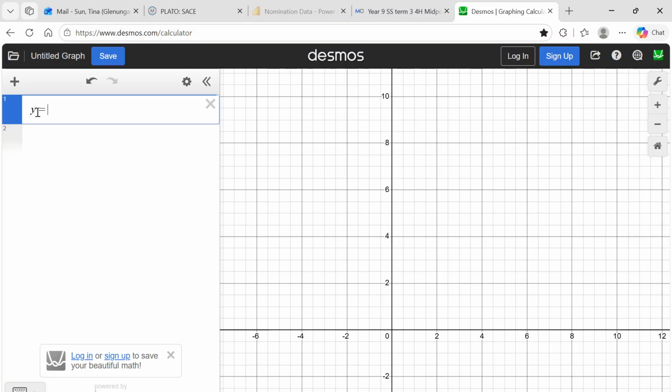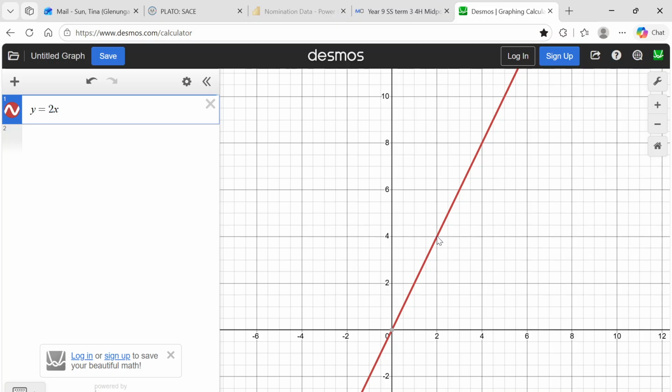I type in y equals 2x. So now you can see here, we have the point (0, 0), and we have the point (1, 2). From these 2 points, we can find the run from 0 to 1, that run is 1 unit. And then the rise, from 0 to 2, is 2 units. So that means you have rise over run, 2 over 1, that is 2 divided by 1. So gradient equals 2. And that is also why I have y equals 2x here.